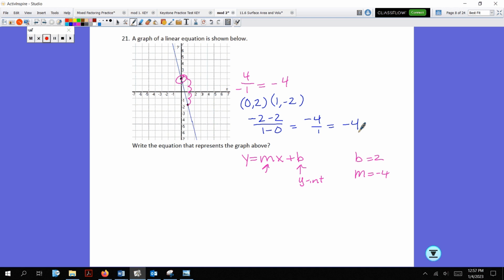Just be real careful if you're running this way, that's negative. All these numbers are negative, right? So if you had to go down, you know that was negative, and over would be positive. Okay, so let's put the information together. We have what we need. So y equals negative 4x plus 2. Fabuloso.